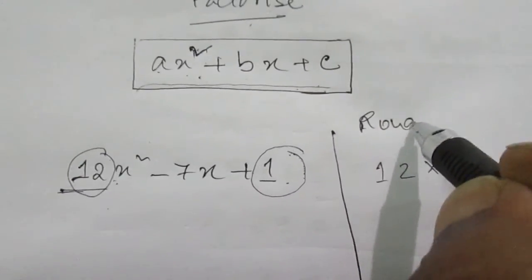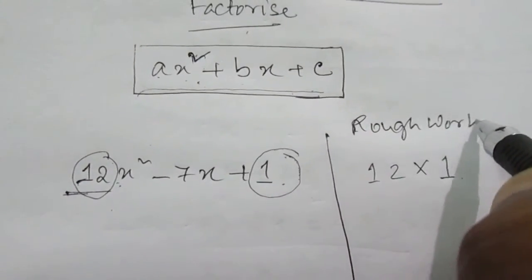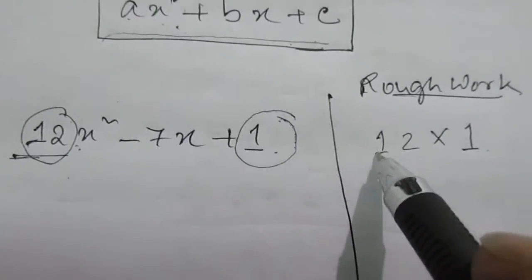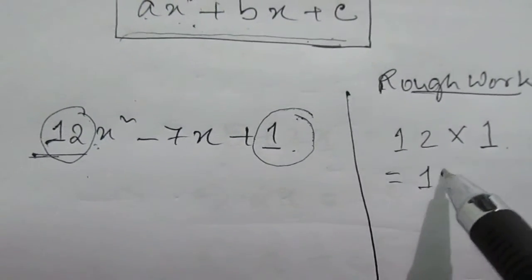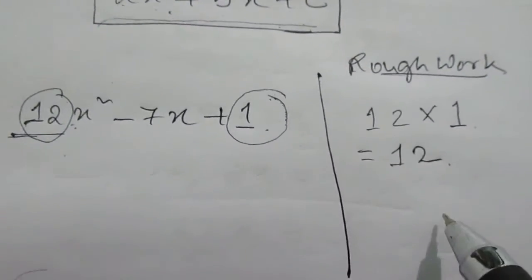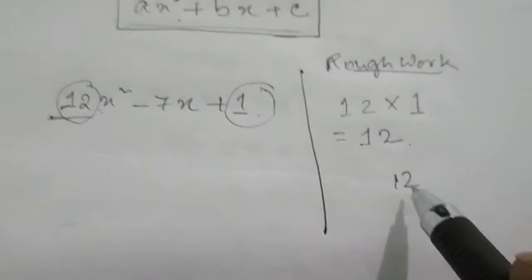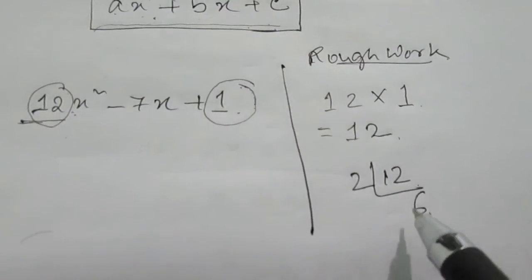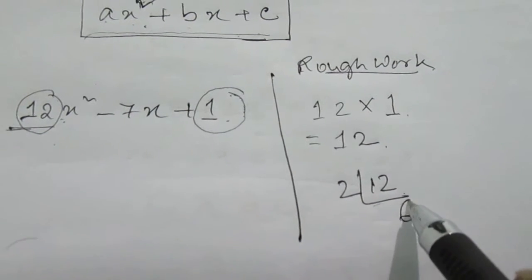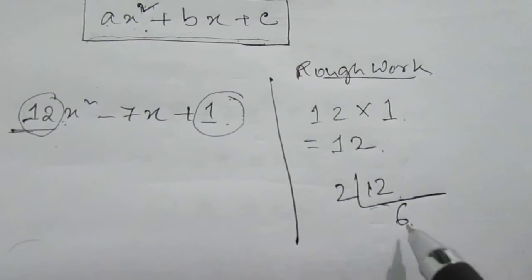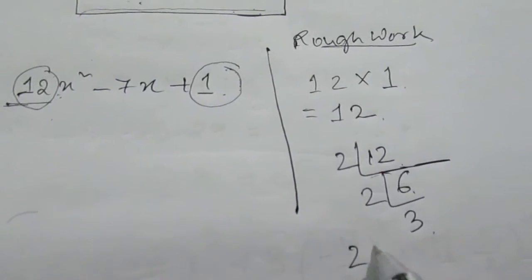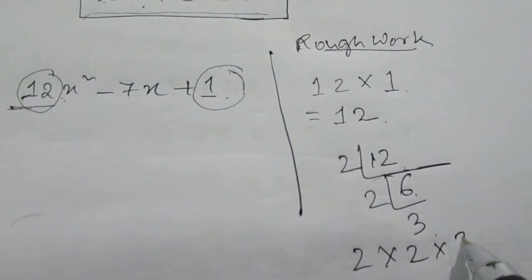I am showing you the rough work also so that you can understand each and every step clearly. So 12 into 1 is equal to 12. Okay. So now we have to find the factors of 12. So 2 sixes are 12. Again 2 threes are 6. So the factors of 12 are 2 into 2 into 3.